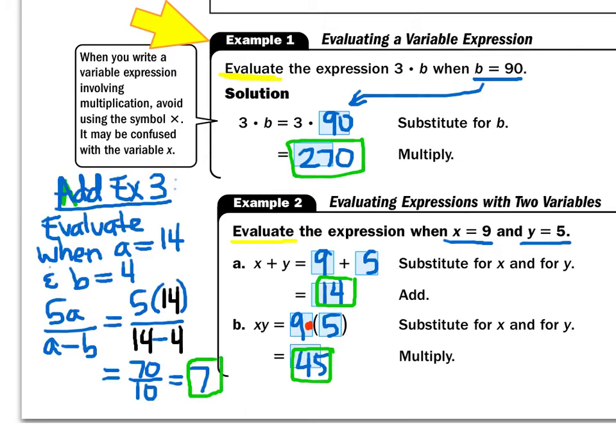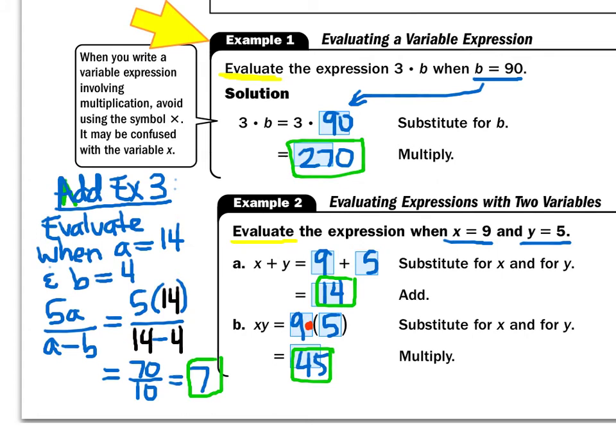I'd like you to add example 3 right here. This is more of a pre-algebra example. I thought the others were a little bit easy for you guys. It says evaluate when a equals 14 and b equals 4. And the expression I'm giving you is 5a over a minus b. So the first thing I want you to do is notice that I substituted the values in. 5 times 14 over 14 minus 4.